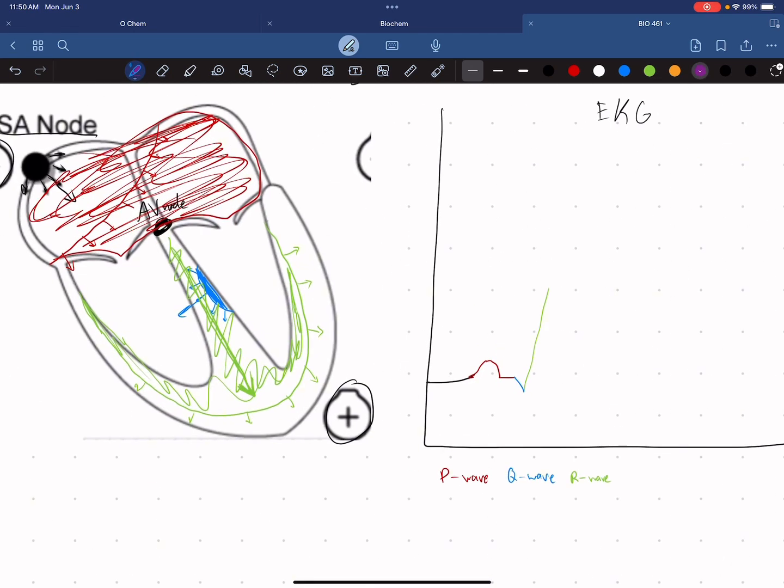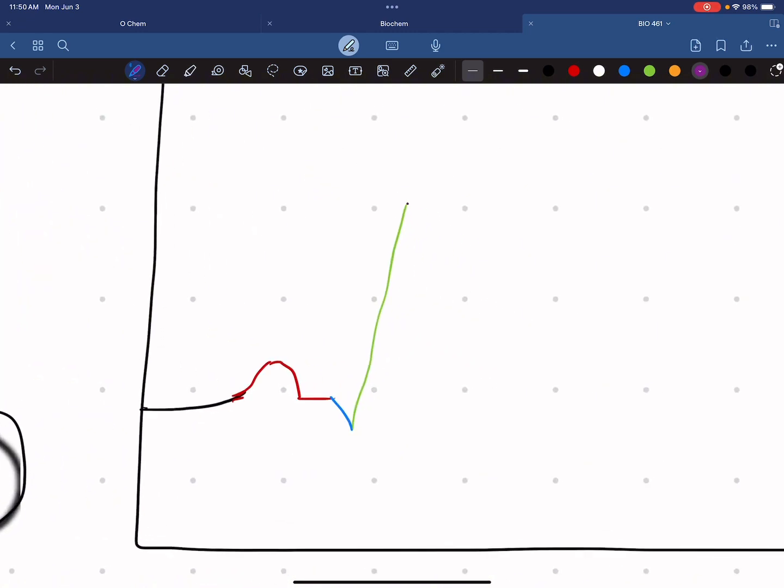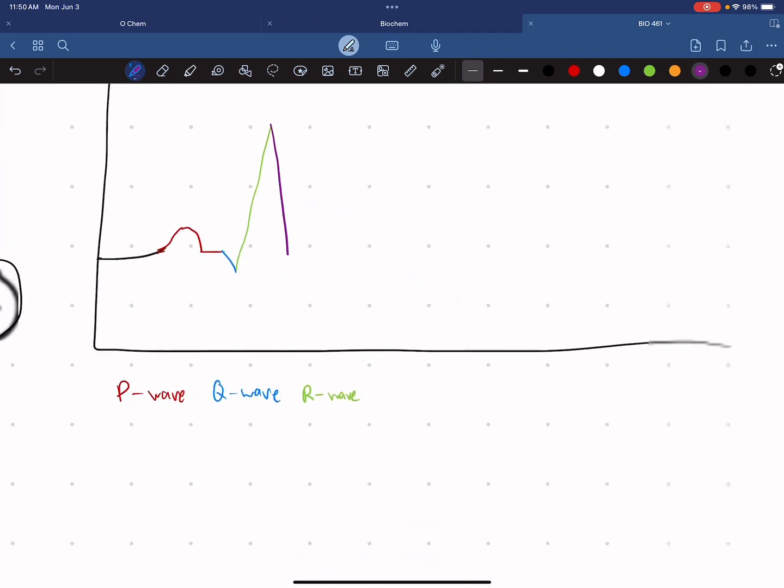After our R wave, once everything is fully depolarized in this whole area, most of the ventricles and the septum, we have vectors going up in this direction. We see our overall vector here. Our average vector is going in the opposite direction, and so on the graph it will cause us to drop down here. And that will be called our S wave.